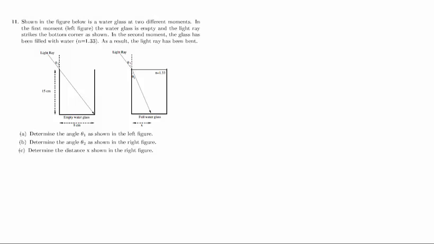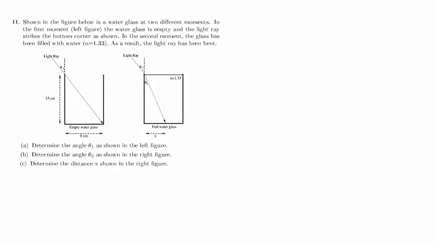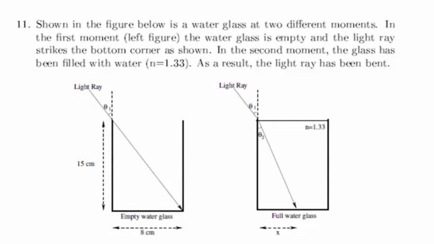Shown in the figure below is a water glass at two different moments. In the first moment, the water glass is empty and the light ray strikes the bottom corner as shown. In the second moment, the glass has been filled with water of index of refraction 1.33. As a result, the light ray has been bent. We are then asked to calculate theta 1, an angle from the first diagram, theta 2, an angle from the second diagram, as well as the distance x as shown in the final diagram.